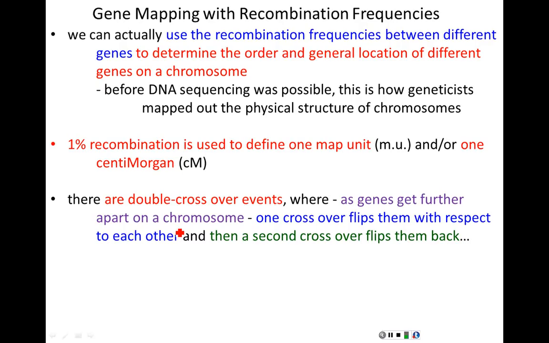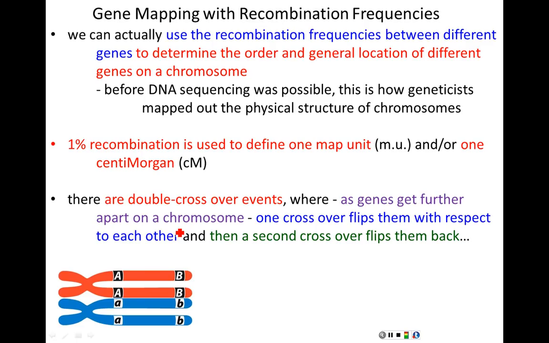There are double crossover events. We call these 3-point crosses. This is where genes flip because we have crossing over, but then there's another crossover event later on that flips them back. So what we're talking about is this. We're going to have a recombination event between A and B. It's going to flip these alleles. These alleles are currently coupled. They're going to flip into repulsion, as we see here.